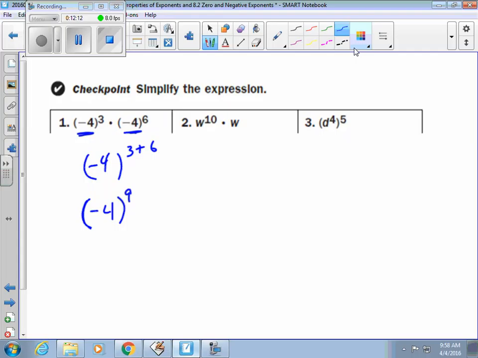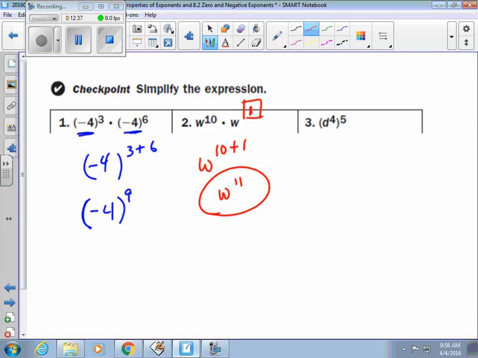The second one, w to the 10th times w. Again, the same base, w times w. What do you do with the exponents? You add them just like we just did. What you can't forget, though, is there's an exponent that goes with that second w. It's what? 1. That's the one you can't forget. So it becomes w to the 10 plus 1, or w to the 11th.